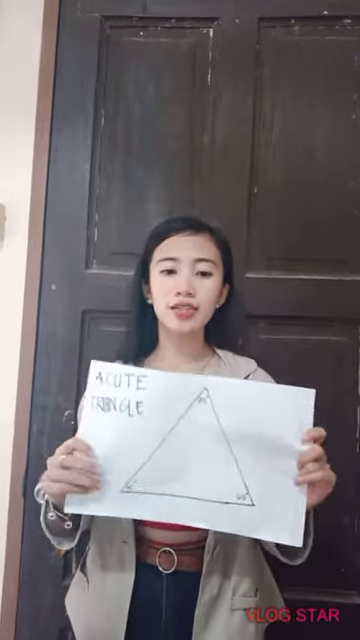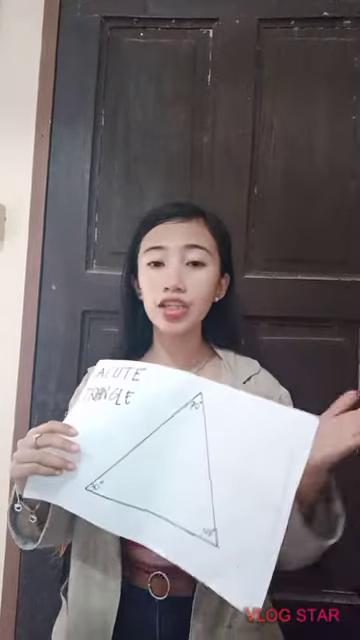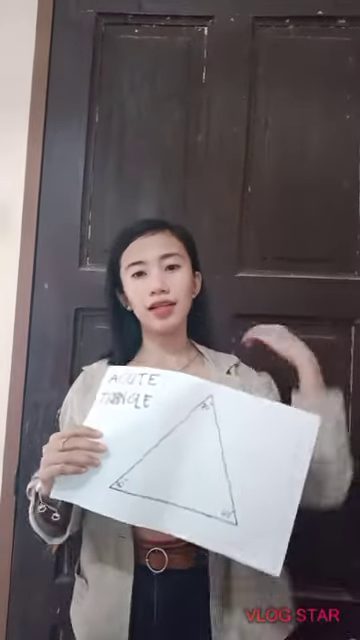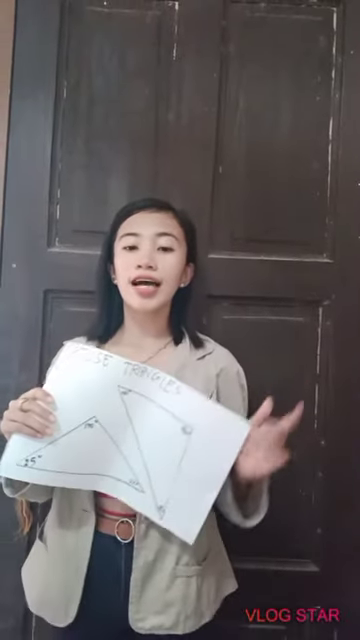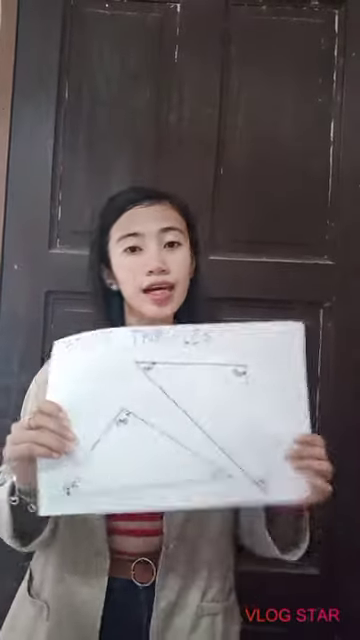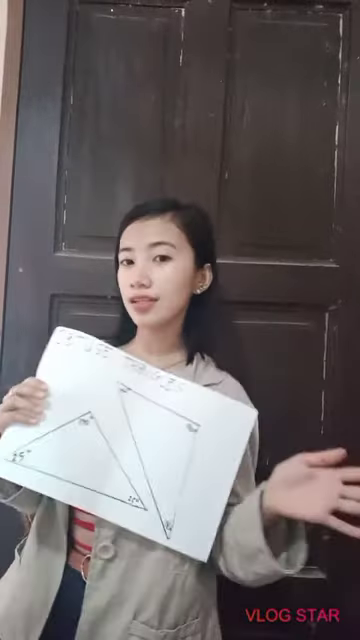There are also kinds of oblique triangle. The first kind is the acute triangle. An acute triangle is a triangle with 3 acute angles. The next is the obtuse triangle. A triangle with an obtuse angle is the obtuse triangle.